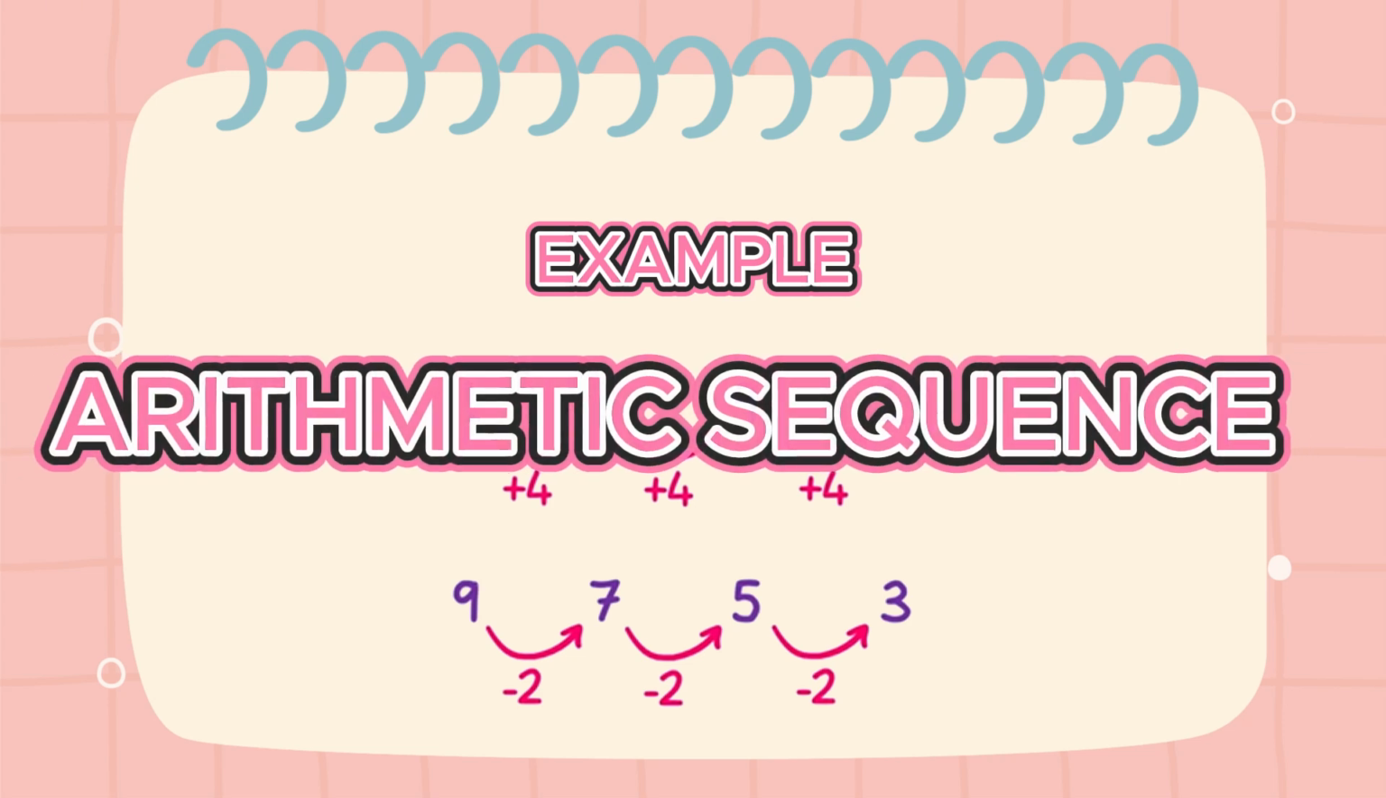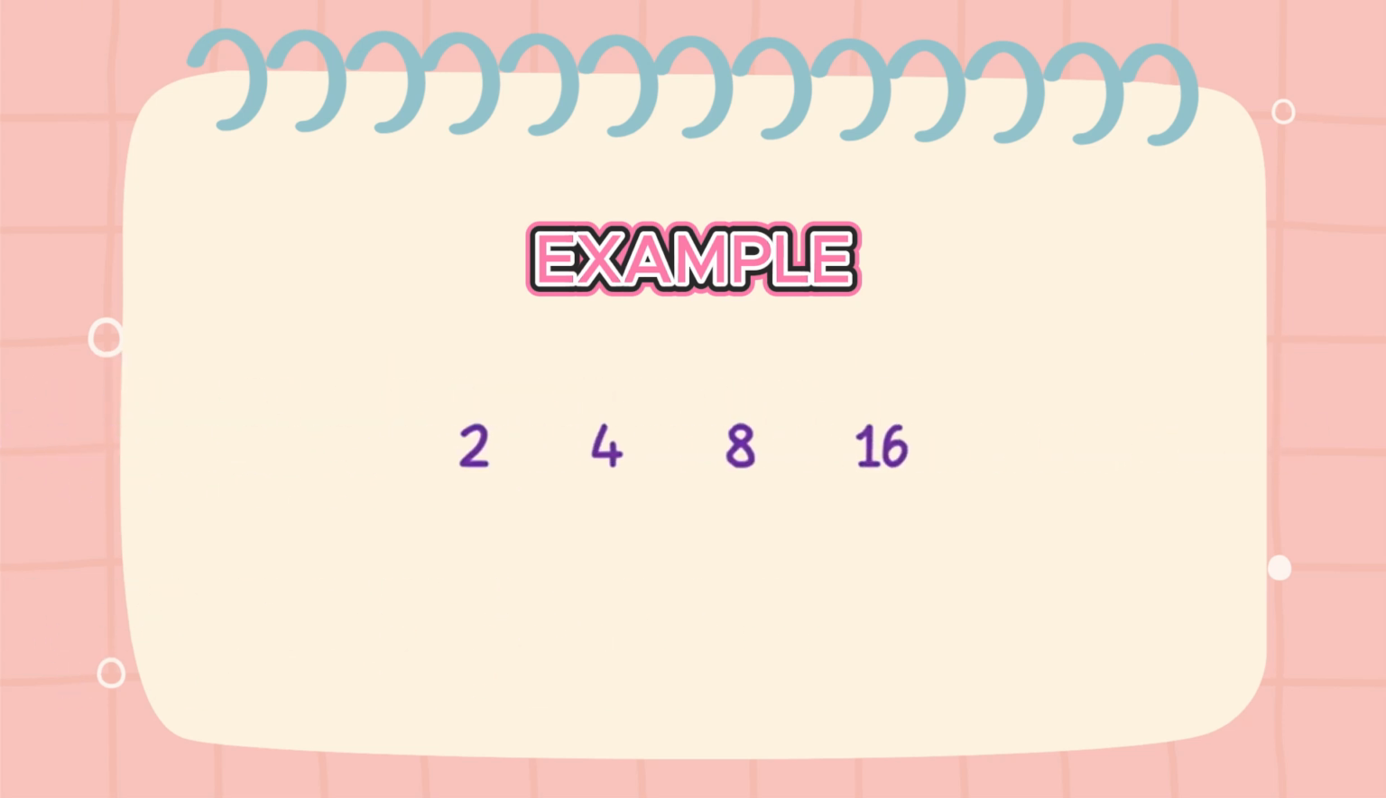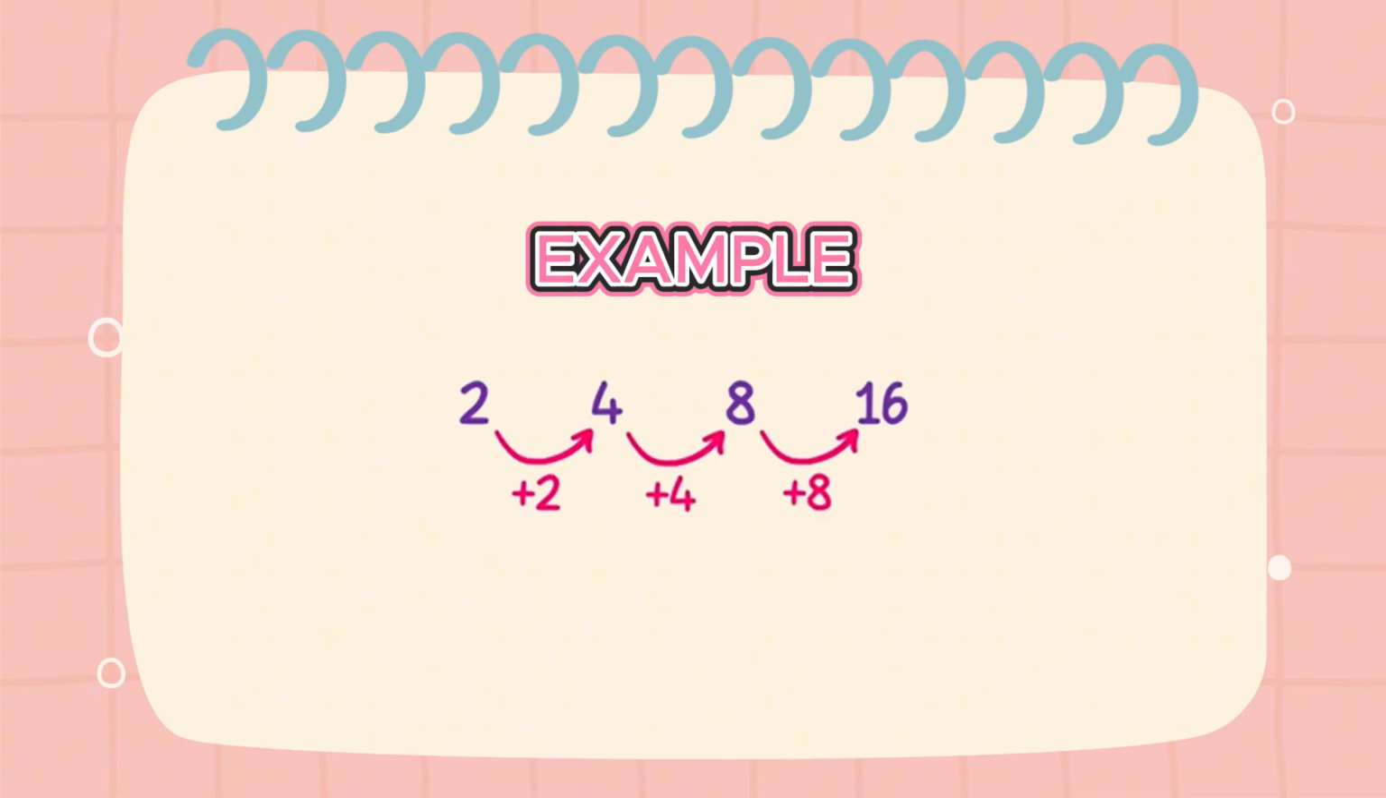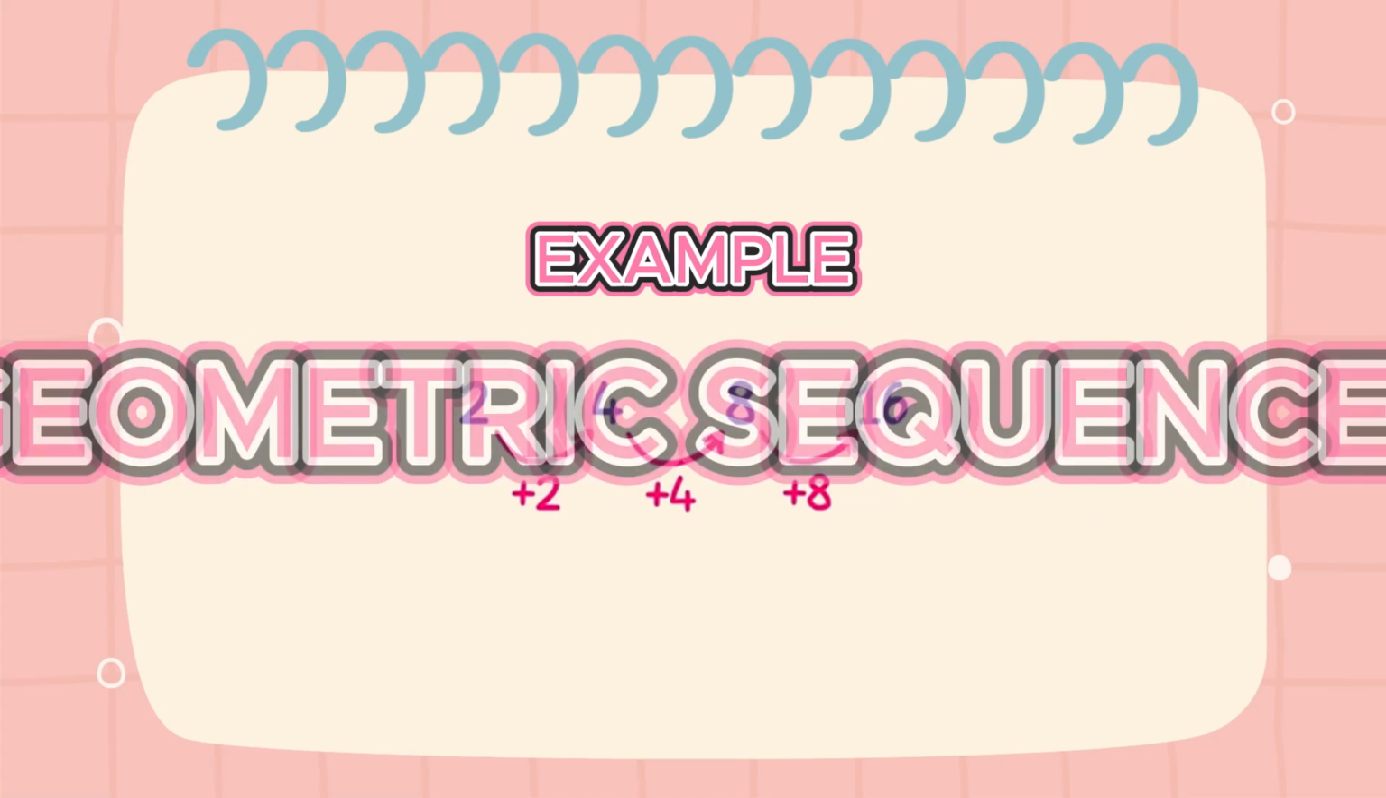Next is geometric sequence. Let's take a look at this sequence. In this one, to get from 2 to 4, you would add 2. To get from 4 to 8, you would add 4. And 8 to 16, you would add 8. Since the difference is not the same, we know that this is not an arithmetic sequence, but a geometric sequence.